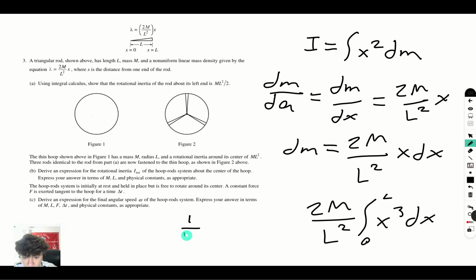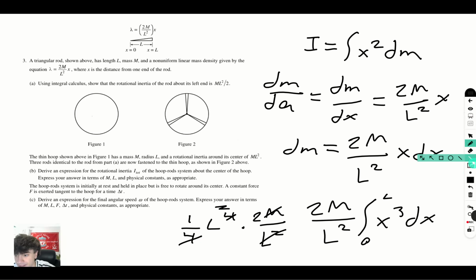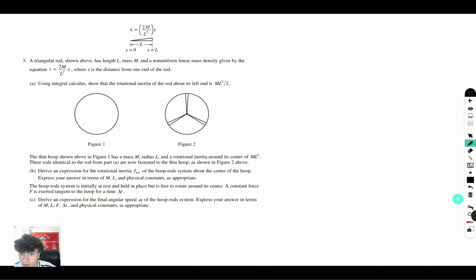So we'll get 1/4 L to the fourth times 2M over L squared. This L squared is gone, and it will turn into an L squared. Oh, hold on. Sorry, there's no M's that cancel out. I don't know what I was doing there. This 2 and this 4 factor out, and we're left with ML squared over 2 as the solution requires. So there you go. That's how you would prove this.